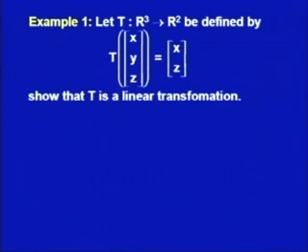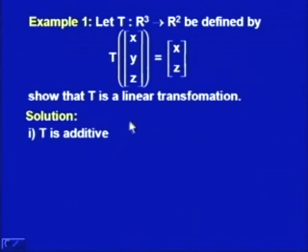Now, let us take an example. We have a transformation T from R cube to R2, which is defined as T of (x, y, z), a vector, goes to (x, z) in R2. So, this is a vector in R3 and this is a vector in R2. If we define this transformation in this particular manner, then we will show that T is a linear transformation.